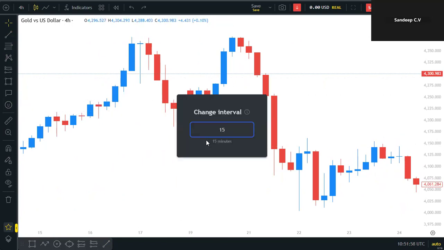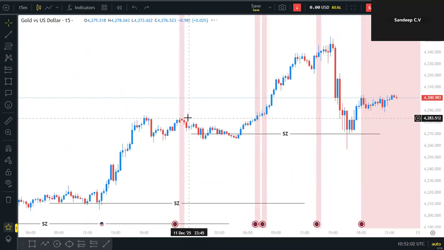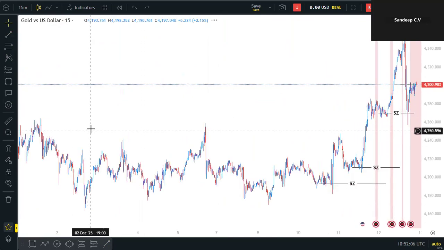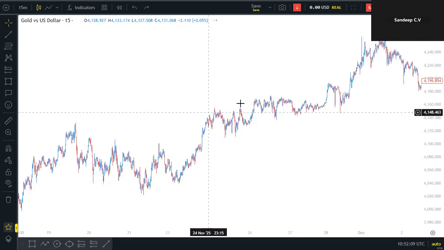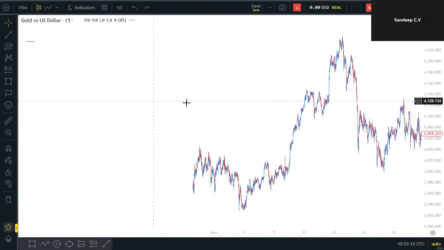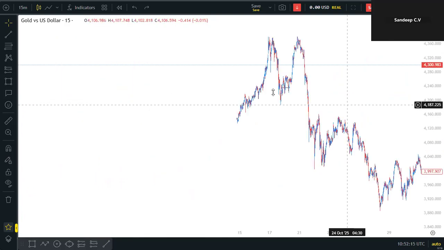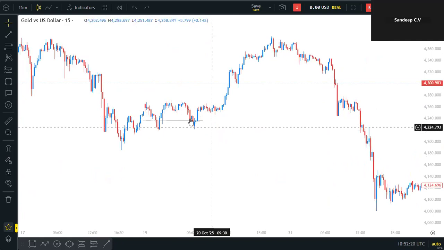Let me quickly check something on 15 minutes. This thing is taking us way back. Okay. So this is the area here where we marked.